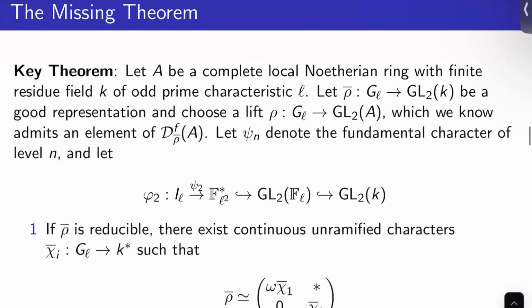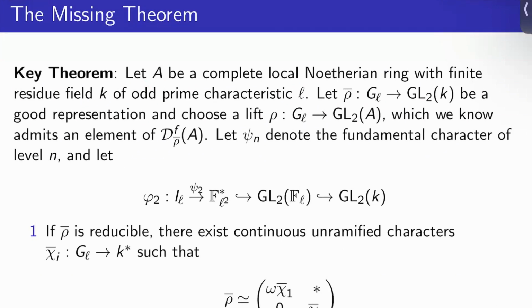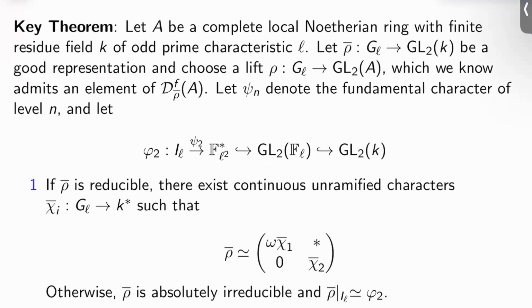Here's the missing theorem. Key theorem: we're going to let A be a complete Noetherian local ring with finite residue field K of odd prime characteristic L. We'll let rho bar from G_L to GL2 of K be a good representation, and we'll choose a lift rho from G_L to GL2 of A of rho bar. Okay, we know by what we just talked about that this admits an element of D^F_rho bar of A. We'll let psi_n denote the fundamental character of level n, and we'll let phi_2 from I_L to F_{L^2}^* be given by the map psi_2, injecting into GL2 of F_L, injecting into GL2 of K. So we'll look at this composition here.